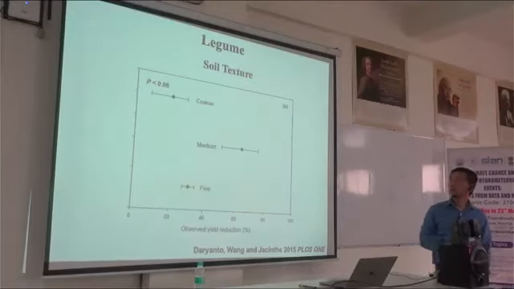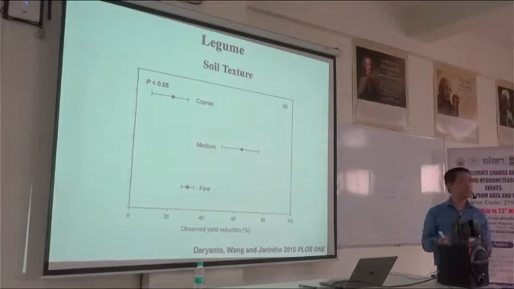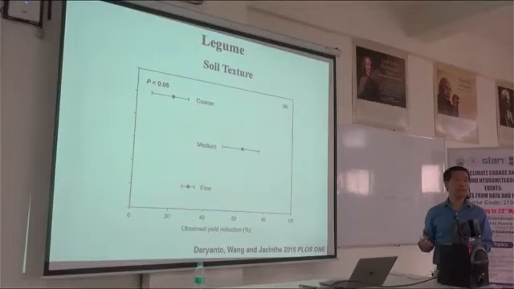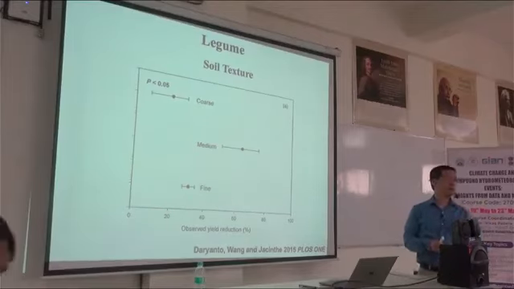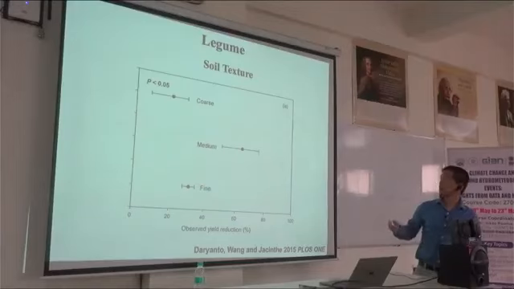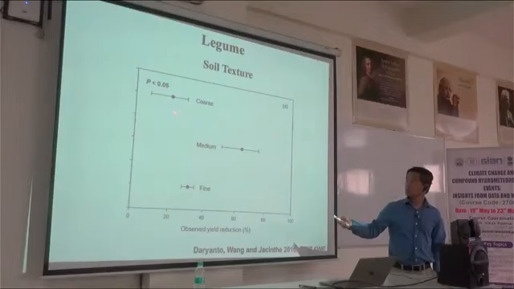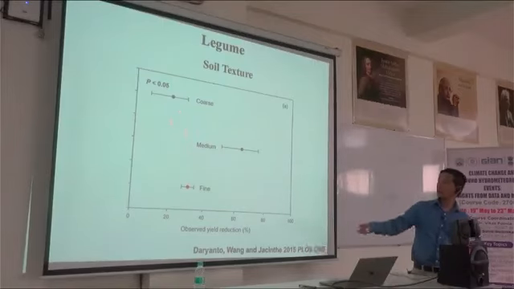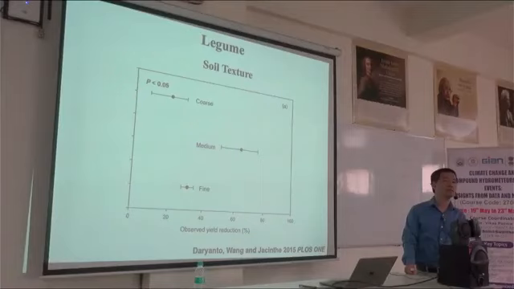And then we also look at the soil texture impact. Some soils are sandier, some are clayish, and we want to look at how soil texture affects the yield response. What we found here is that for coarser soil, and even fine soil, the reduction is actually not that bad. But for medium soil texture, the reduction is much bigger.